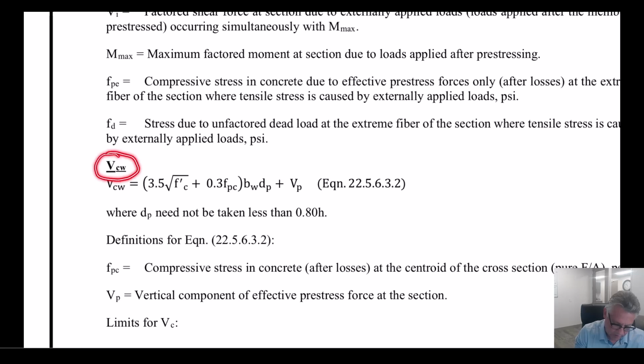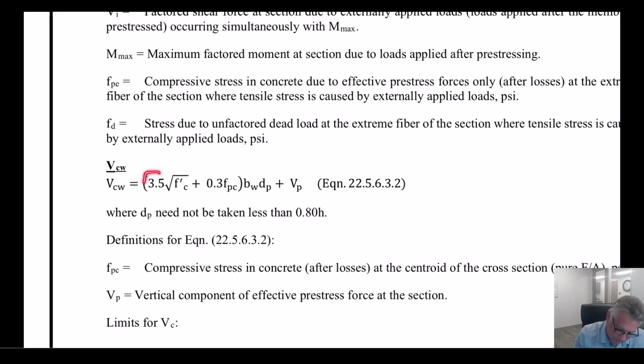And then the other equation that we get to compare the VCI equation to and take the smaller of is the VCW equation. This is the only equation that actually makes sense to me, if you want to know the truth. When my dad and I wrote a paper, we basically started with this format, this idea, not the same numbers, but what made sense was to start at some value of square root f prime c. Now, I think eventually we proposed just starting at 2 square root f prime c, because everybody agrees that non-pre-stressed concrete has that, and then we added something for the pre-stressing. Seems to make logical sense. That's what this equation does.